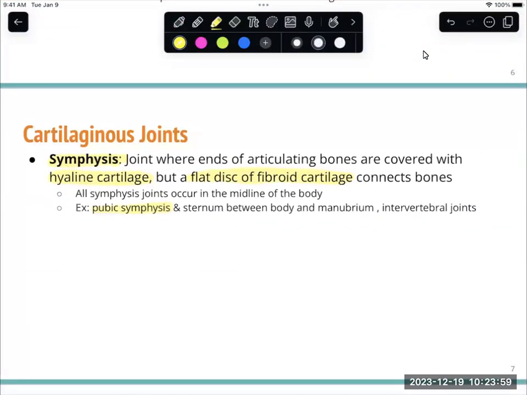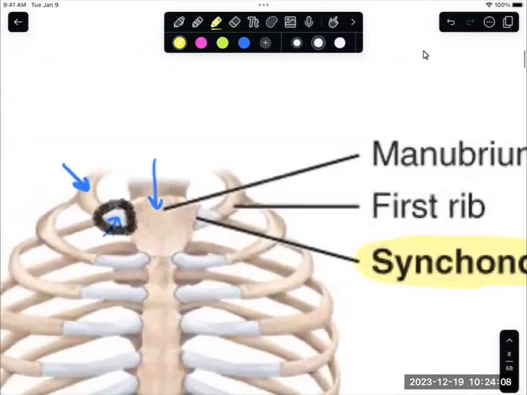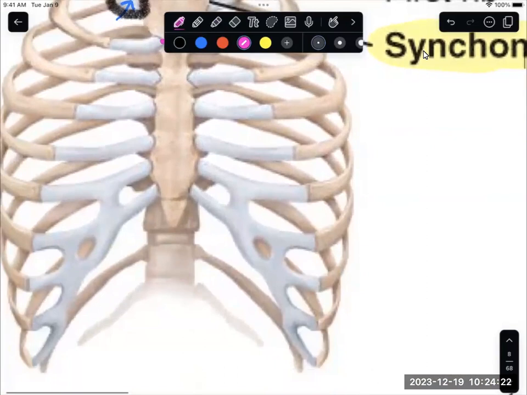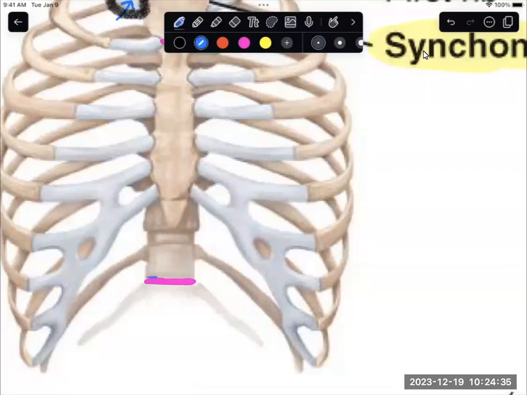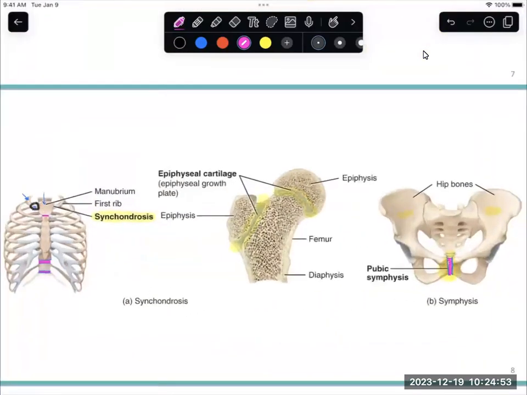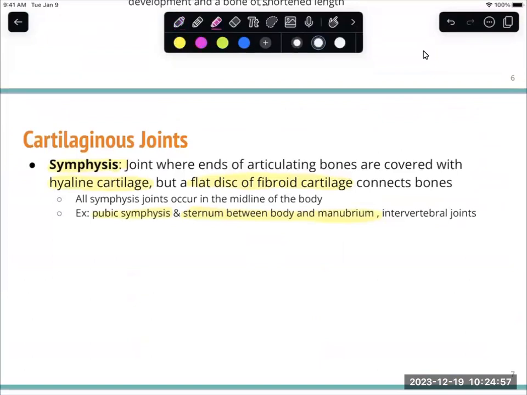Where else do we have them? Between the body and the manubrium of the sternum. So let me come back here to this first picture. This is what I wanted right here. This is another symphysis joint. Here's another symphysis joint. So between the vertebrae in your back, we have a fibrocartilage disc with hyaline cartilage that's going to line each bone. So here again, there's hyaline cartilage with that fibrocartilage disc between. So between every single vertebrae in your back, we have a symphysis joint. That is what this is saying with those intervertebral joints.